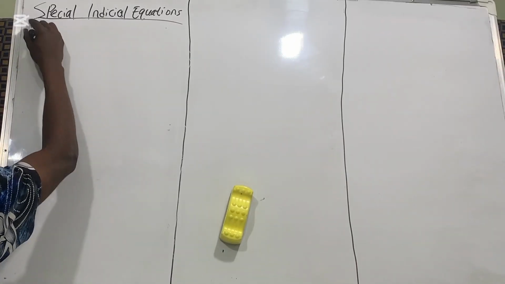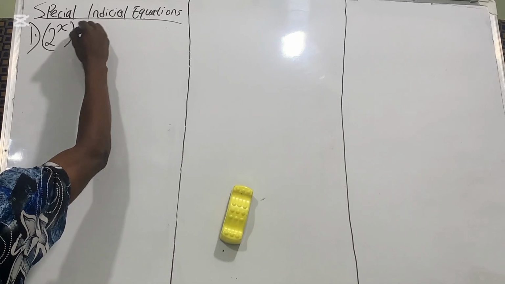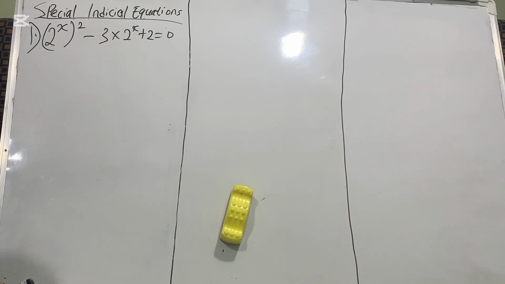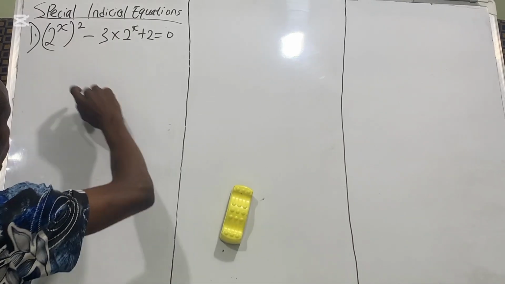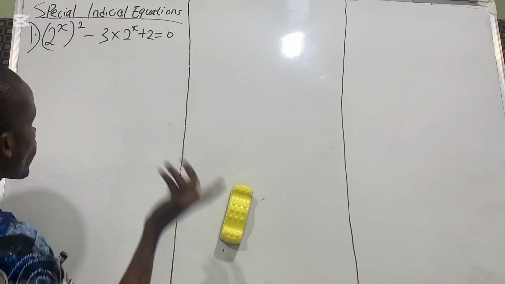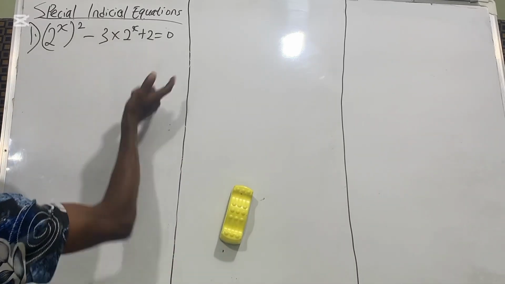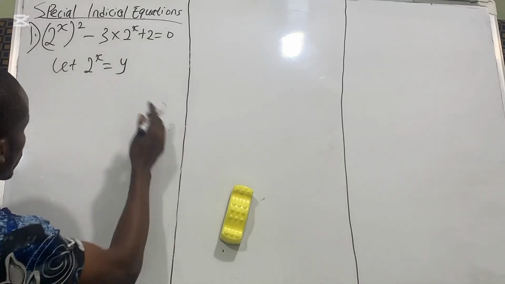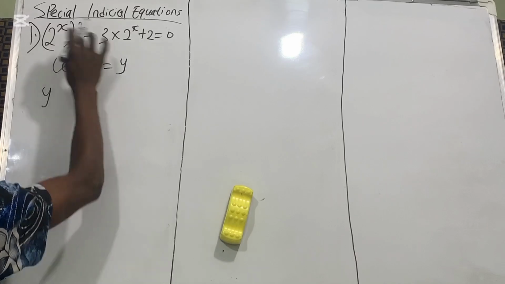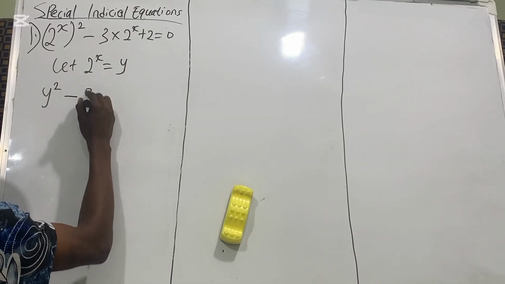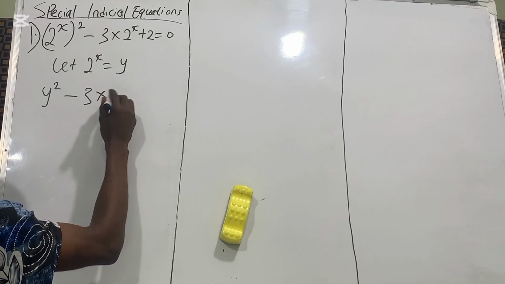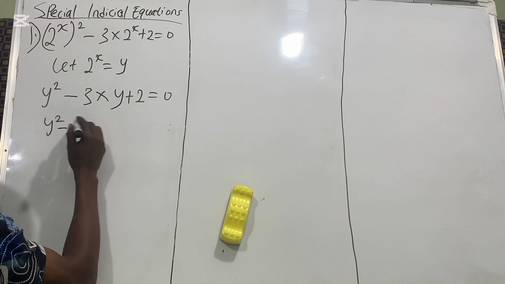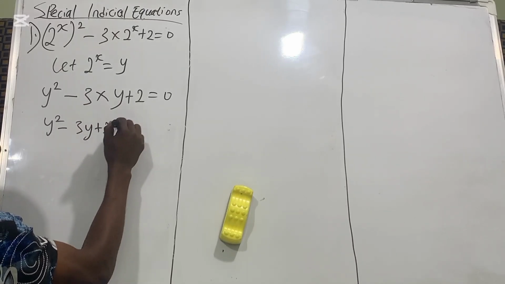The first question is (2 to the power of x) all squared minus 3 times 2 to the power of x plus 2 equals 0. To solve this, 2 to the power of x is common here. So we can represent 2 to the power of x with a letter, let 2 to the power of x equal y. So this becomes y squared minus 3 times y, which is 3y, plus 2 equals 0.